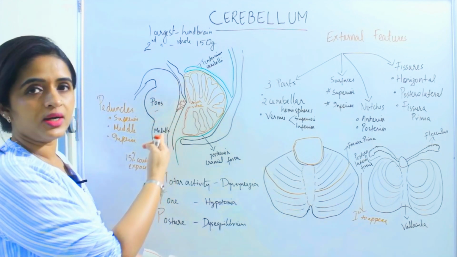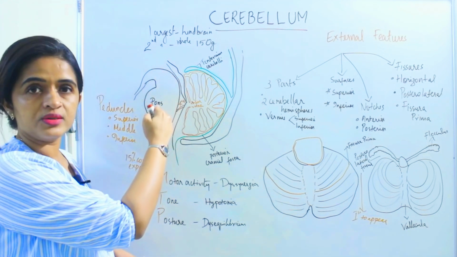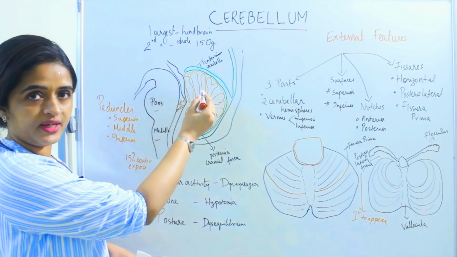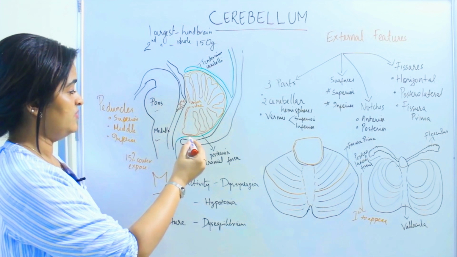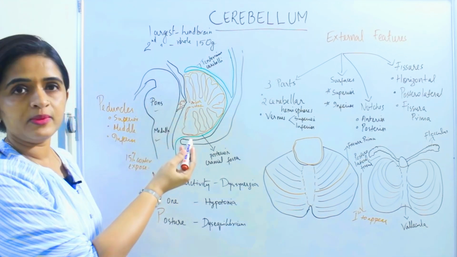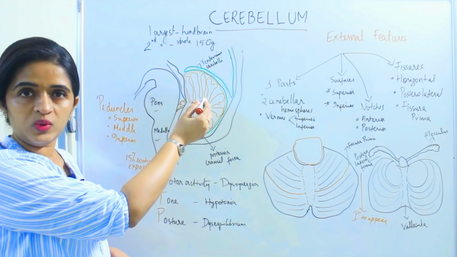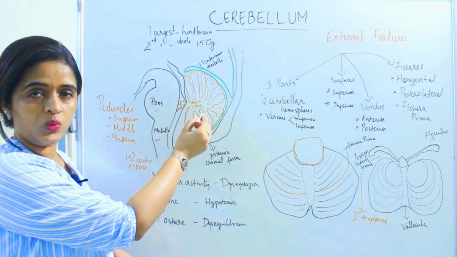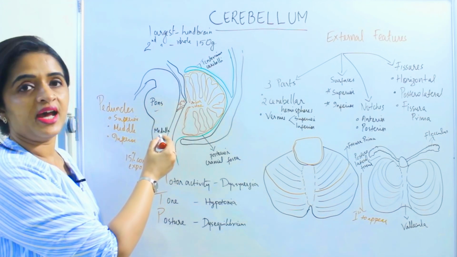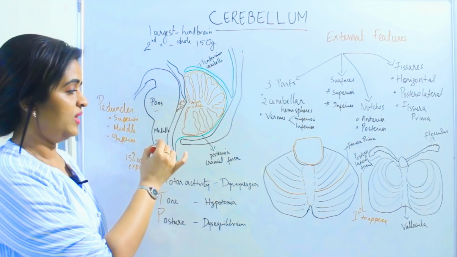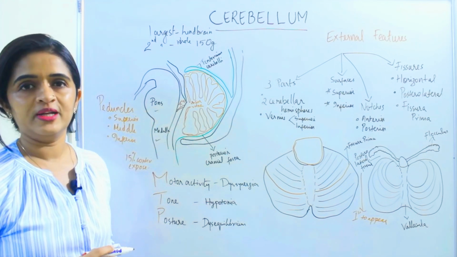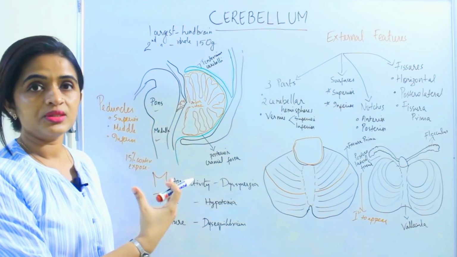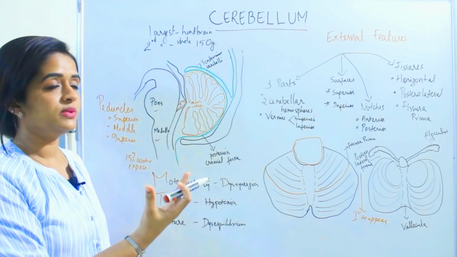You have three parts of the brainstem, that is midbrain, pons and medulla. So you have three cerebellar peduncles: superior cerebellar peduncle, middle cerebellar peduncle and inferior cerebellar peduncle. As the name implies, the superior cerebellar peduncle will connect the cerebellum with the midbrain, the middle cerebellar peduncle will connect the cerebellum with the pons, and the inferior cerebellar peduncle will connect the medulla with the cerebellum. That is how the cerebellum is anchored to the brainstem and that is how the various fibers enter and leave the cerebellum.